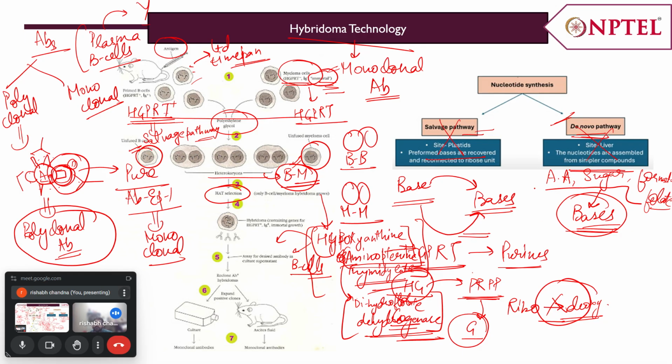If a cell needs to survive in a medium, it requires either of these two pathways to be functioning. But here, the myeloma cells do not have the salvage pathway because of their genetic condition, and we are inhibiting the de novo pathway as well. So after growing these cells in a HAT selection medium, the myeloma cells that are either unfused or two myeloma cells fused will die out because of the use of aminopterin.